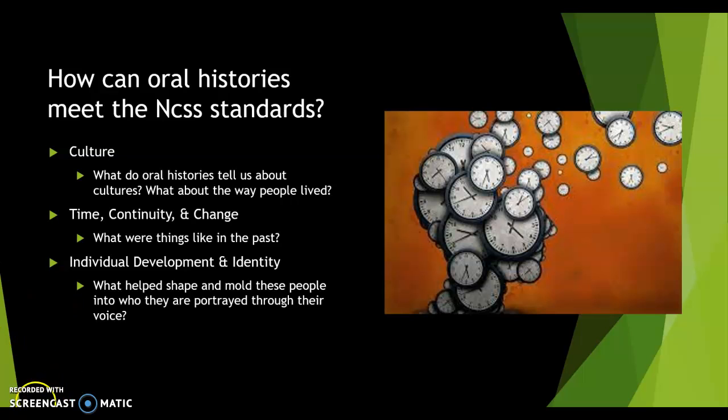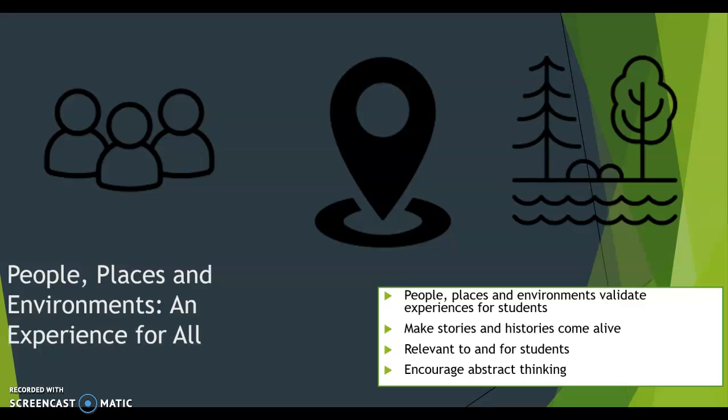I want you to think about these questions as we dive deeper into the National Content Social Studies Standards and talk about things such as people, places, and environments, which is truly an experience for all. People, places, and environments validate experiences for students. If students can be engaged with the content, it can make stories and histories come alive. These are going to be relevant to and for students, especially if it's things that they want to learn about.